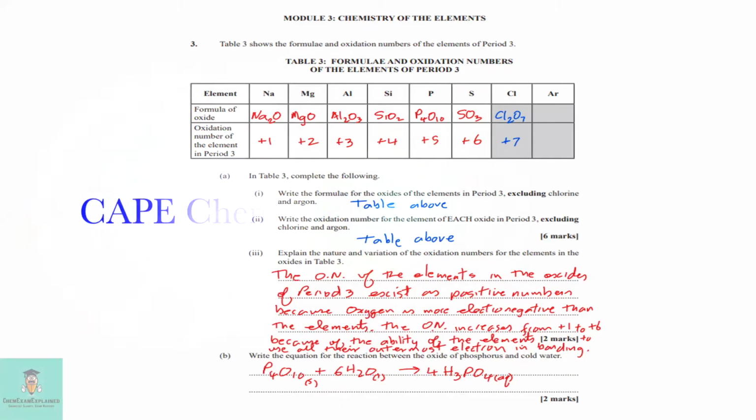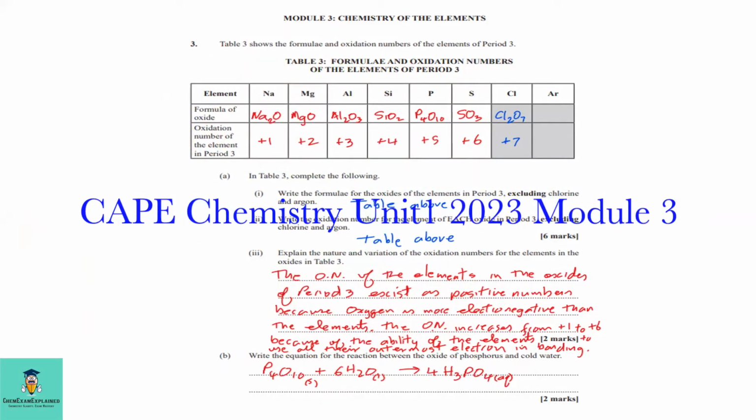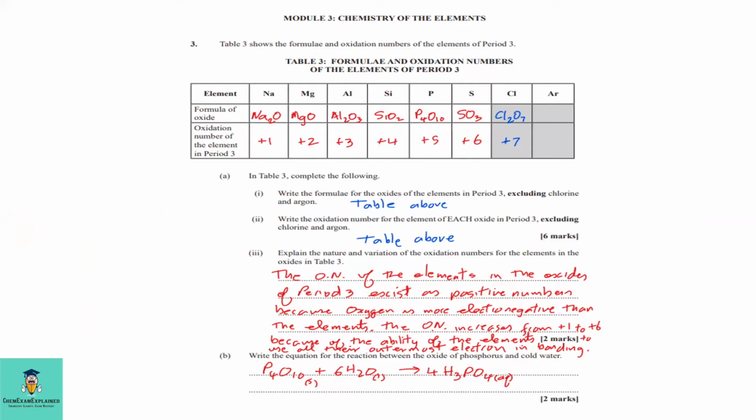In today's video, we will be looking at CAPE Chemistry Unit 1, 2023, Module 3, Chemistry of the Elements. Number 3. Table 3 shows the formulae and oxidation numbers of the elements of period 3. We are required to complete the table. Part A, 1. Write the formulae for the oxides of the elements in period 3, excluding chlorine and argon. That is why those areas are shaded. Part 2. Write the oxidation number for each element of each oxide in period 3, excluding chlorine and argon.